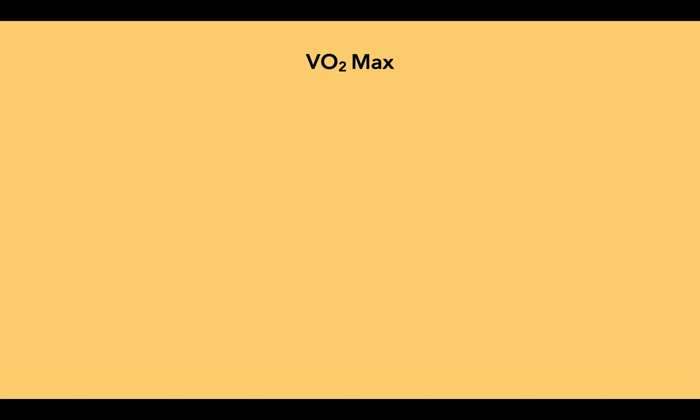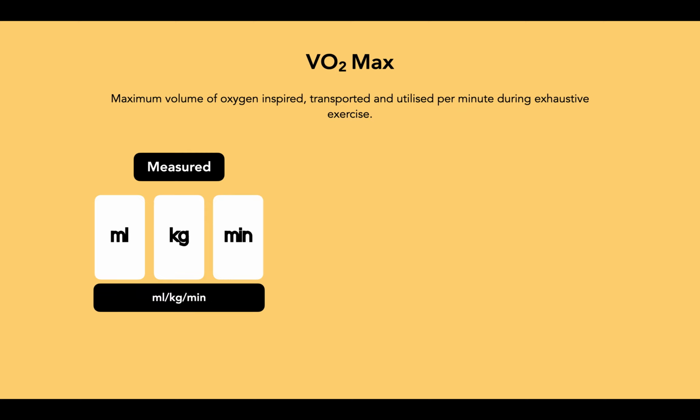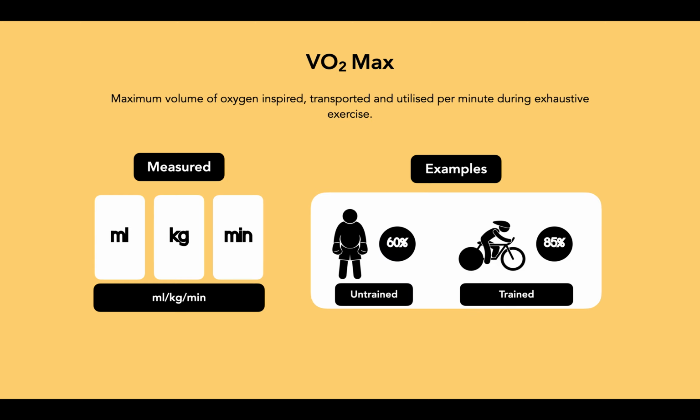Okay, so a key component of aerobic capacity is VO2 max. So this is the maximum volume of oxygen inspired, transported and utilized per minute during exhaustive exercise, as I said in the definitions. It's measured in milliliters per kilogram per minute. Okay, and there's a basic rule that we have: the higher the percentage attained before fatigue sets in, the higher the aerobic capacity of a performer.